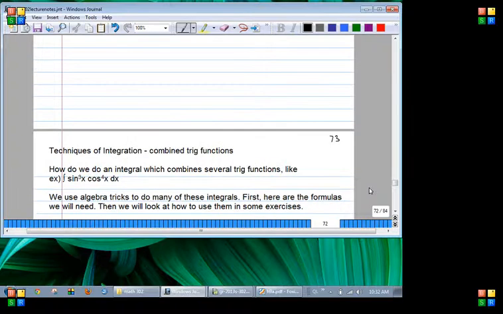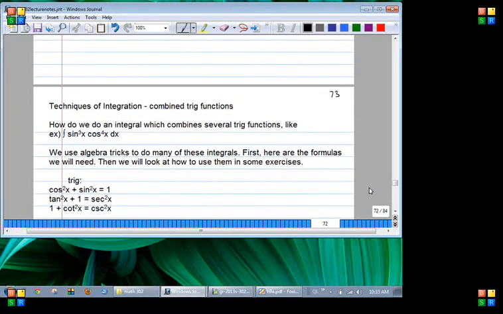Well, it turns out they basically just use algebra tricks to get something that we like. And then usually, but not always, we just wind up with a substitution as basically the last step. Okay. However, as part of the tricks that we have to do first, you're going to need some of your trig formulas. So these are the trig formulas that you're going to need. I just have them here for reference.